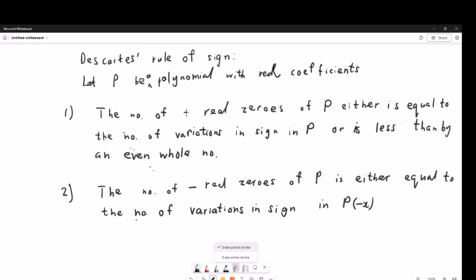So what we'll do is, guys, this will become clearer when we do an actual example. Let me just say, and we'll keep this on here, or is less than that by an even whole number, and there's the sign for less than, by an even whole number. And we'll encounter a particular case.